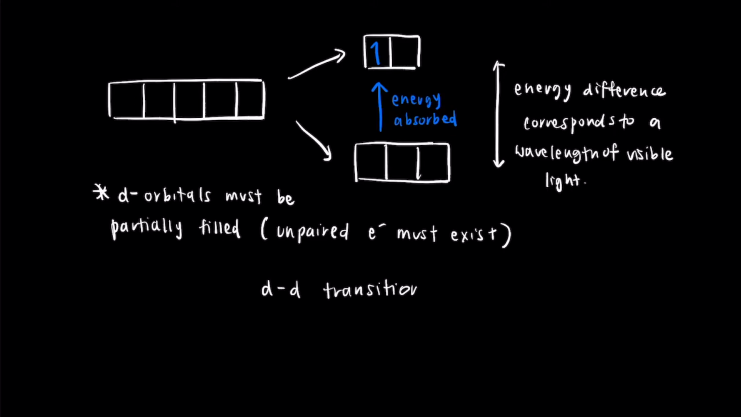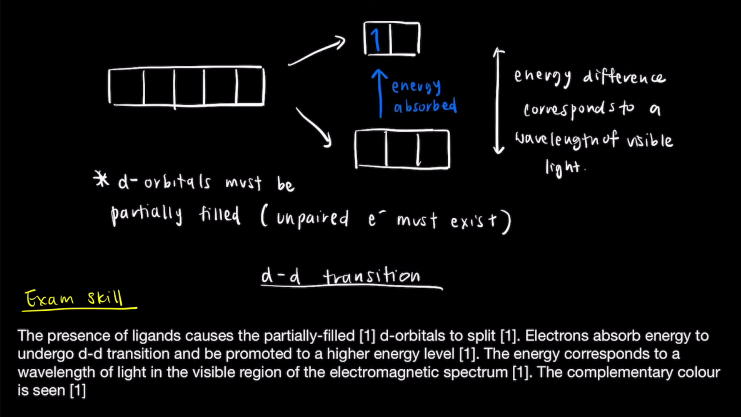A very common IB question would ask about why a particular compound is colored, and here is the model answer. The presence of ligands causes the partially filled d orbitals to split. Electrons absorb energy to undergo d-d transition and be promoted to a higher energy level. The energy absorbed corresponds to a wavelength of light in the visible region of the electromagnetic spectrum, and the complementary color is seen. So one exam skill is that if you know the color of the solution, it might be better to mention those exact colors.